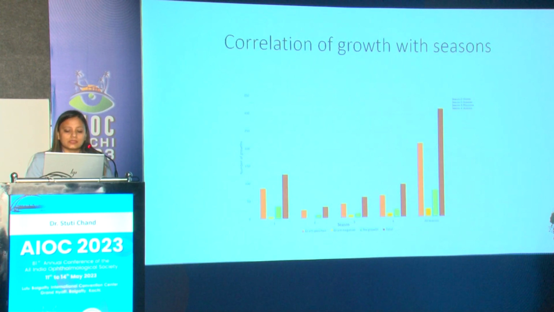Correlating growth with seasons, the growth of organisms was seen throughout the year, and the findings in all 4 seasons were not statistically significant, whereas the variation of prevalence according to the season was seen maximum in Season 1, that was between 10 to 15 degrees Celsius temperature, with gram positive being the highest in number.